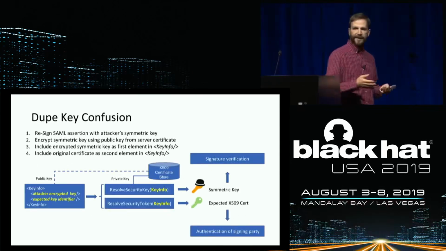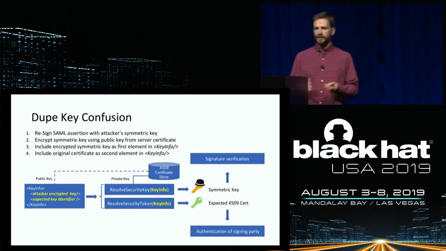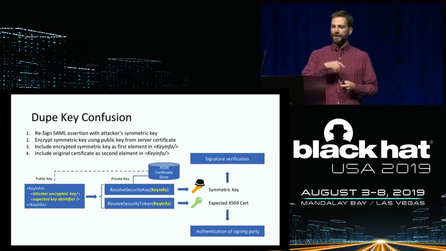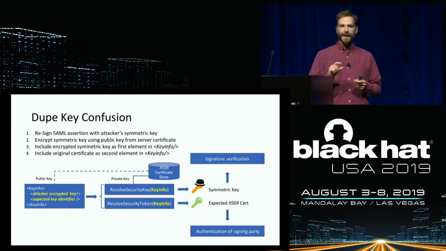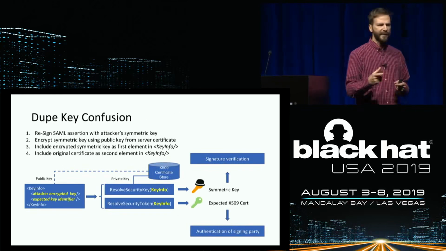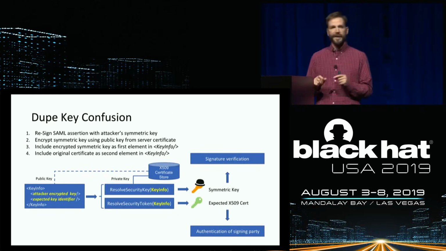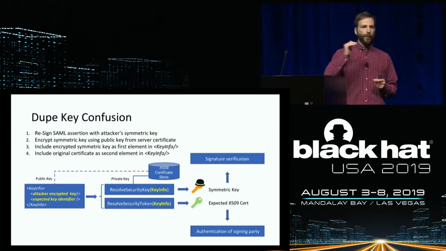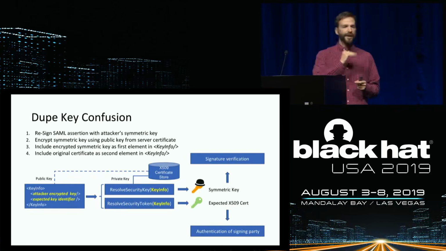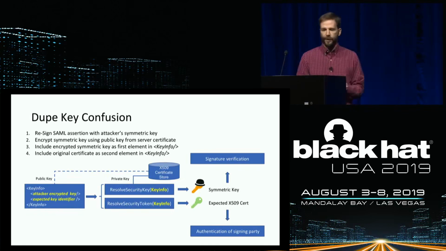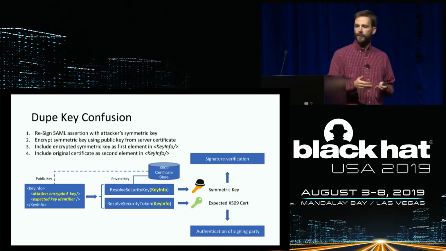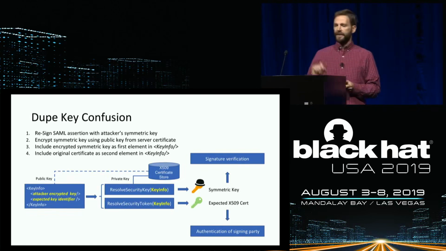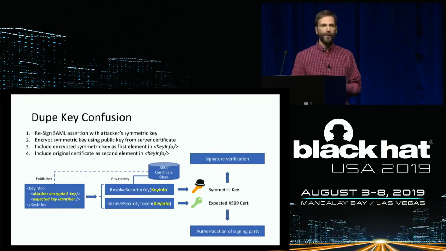So if the attacker gets access to this certificate, the attack flow is as follows. The attacker can change or modify existing claims. Then they will use a symmetric key to resign the token, and then encrypt that symmetric key using the certificate from the server. Now it will include both the encrypted key, but also the original identity provider, and the process is very similar. It will lead to this duplication of keys, where the first one that is attacker controlled will be used for signature verification, and the second one that is the identity provider trusted certificate will be used for authentication of the signing party.